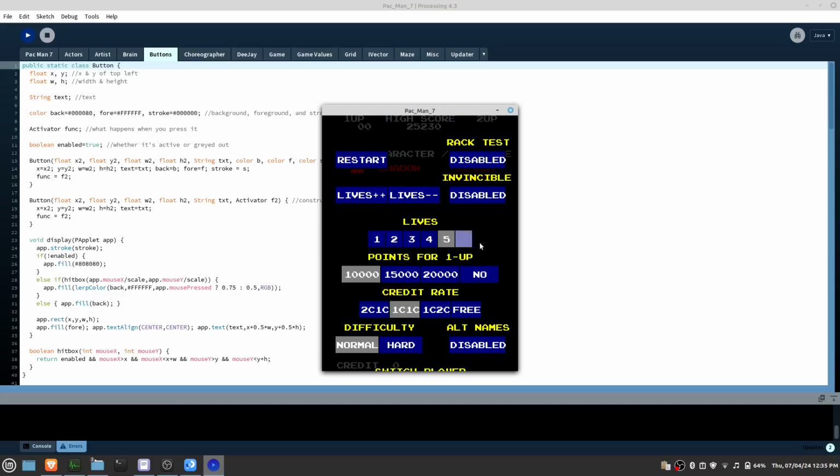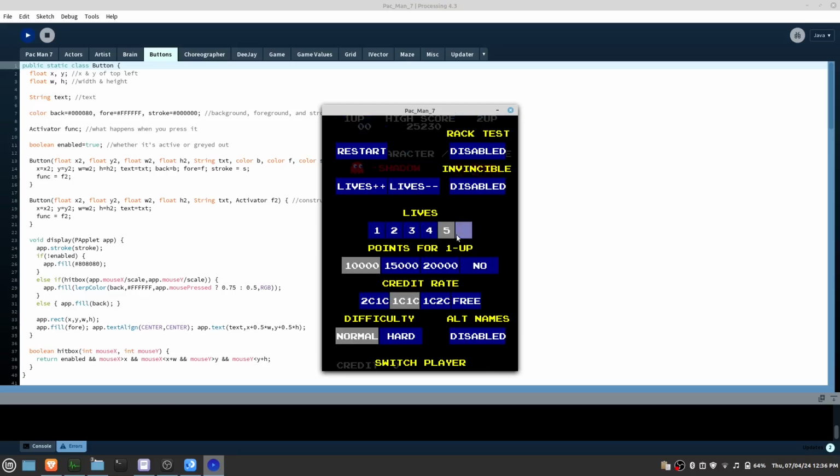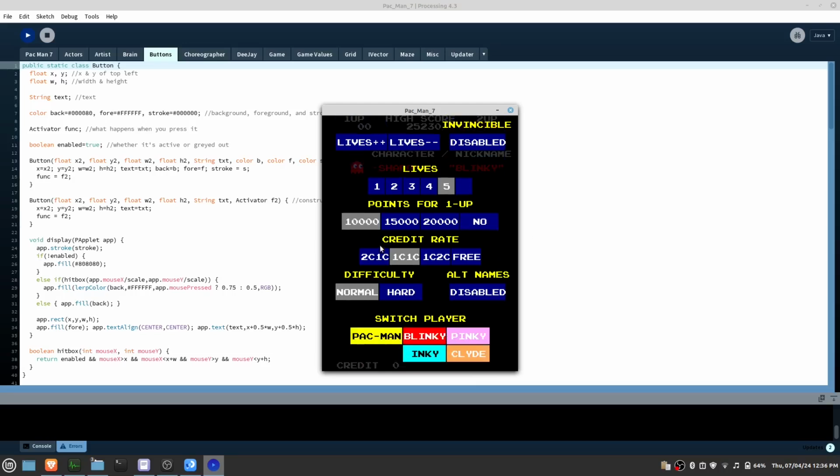One, two, three, or five were the default options, but I also added four and infinity, although I guess the symbol didn't render for some reason. You get to choose how many points it takes for a one up. You get to choose the credit rate. The reason I didn't only have free play mode is that if you set it to free play, they won't show the character roster at the beginning or the demo at all, and that takes away quite a bit of the game, I guess.